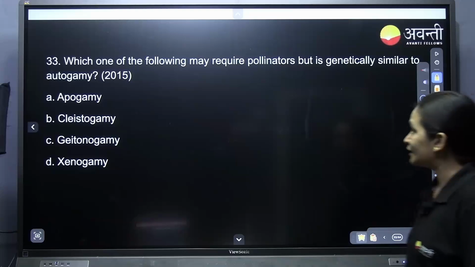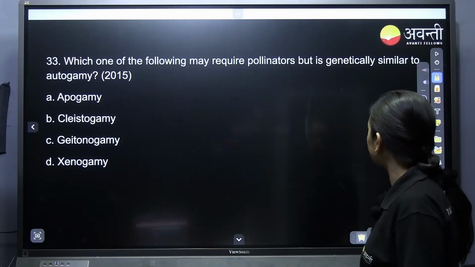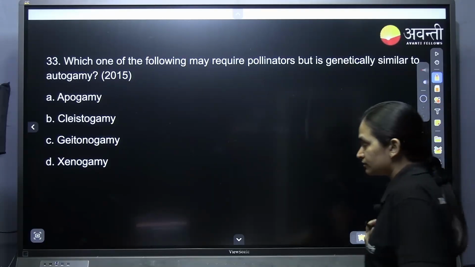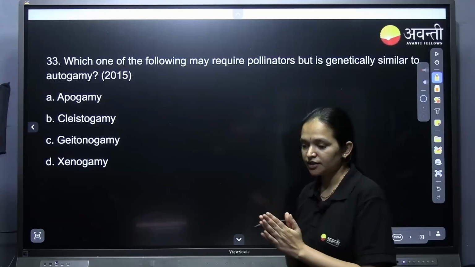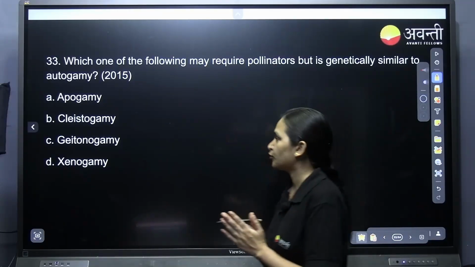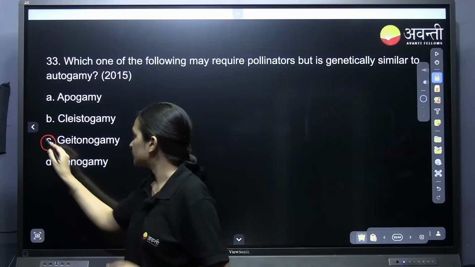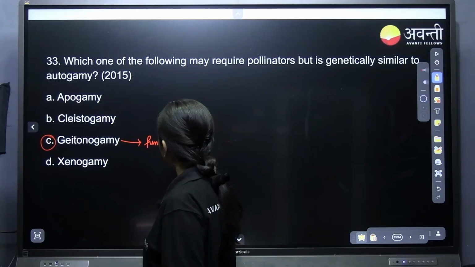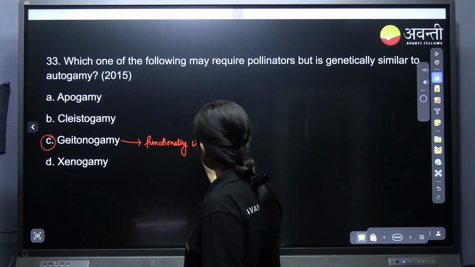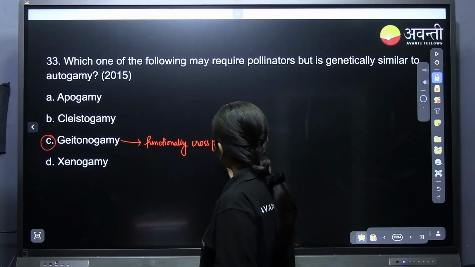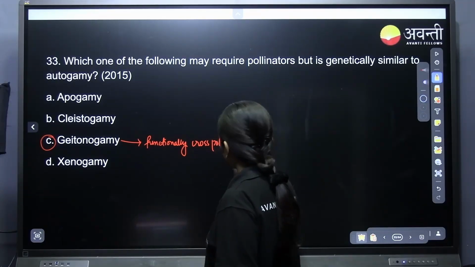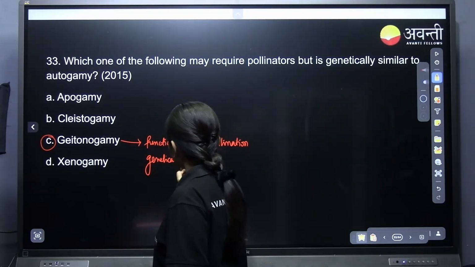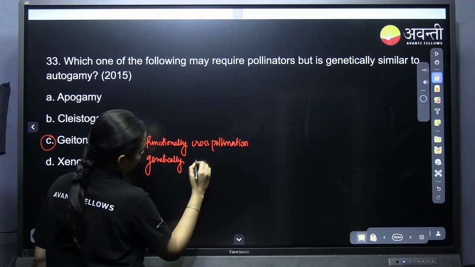Which one of the following may require pollinators but is genetically similar to autogamy? Functionally cross pollination, but genetically self pollination, that is geitonogamy. This is functionally cross pollination, genetically self pollination.